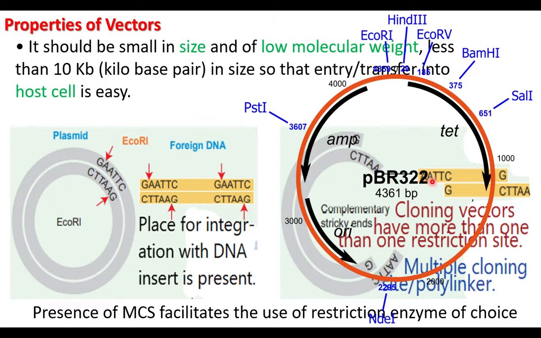pBR322 is a vector. It has a recognition site or cloning site for EcoRI, HindIII, EcoRV, BamHI. So it has recognition sites for many restriction enzymes. So these are the choices. We can select the restriction enzymes from our choices. If the vector has multiple cloning sites, that means sites for the activity of many restriction enzymes. This is advantageous for a researcher.